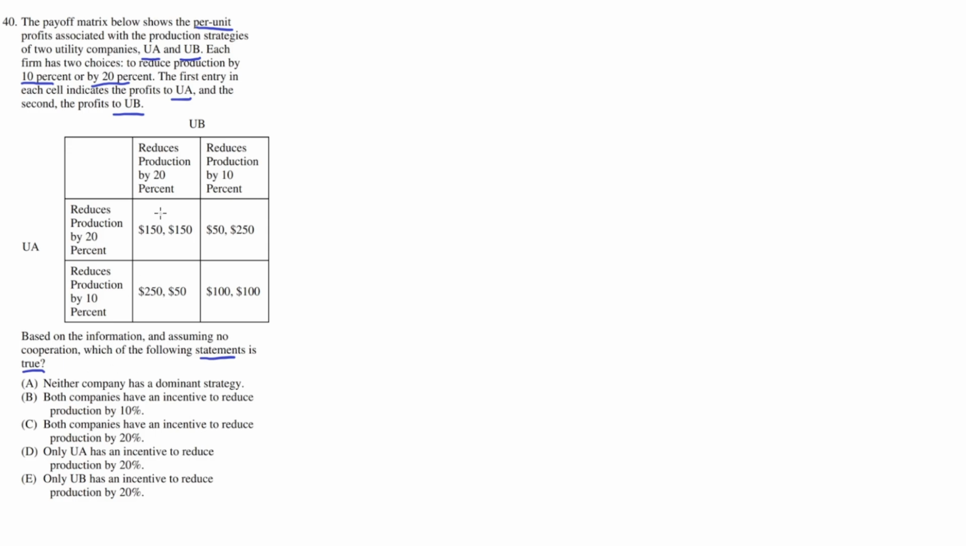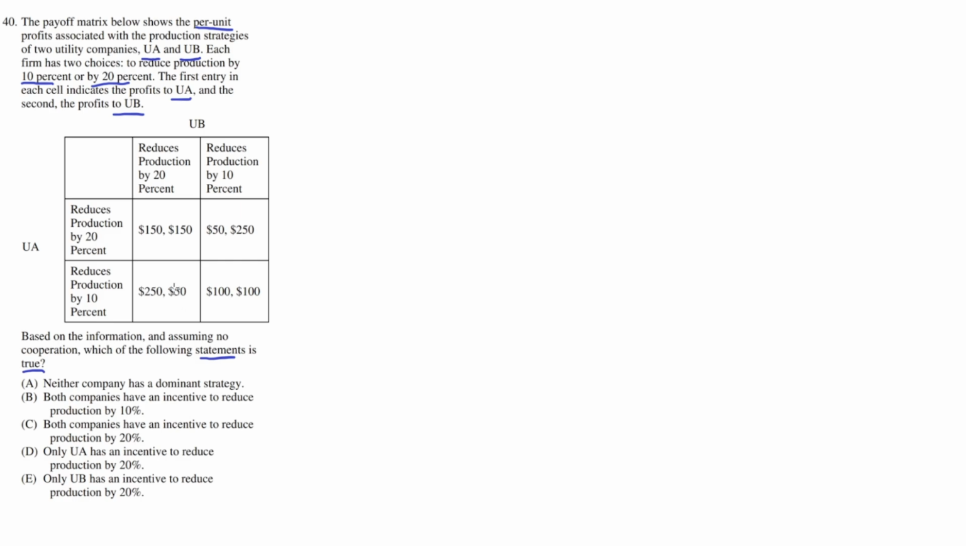So to begin with, let's analyze this graph a bit and see what the incentives are and the dominant strategy, if there is any, each firm may have. So let's arbitrarily begin with this cell here, where they both reduce production by 20%. In this case, they both earn a profit of $150. Now, let's see if UB has any incentive to reduce production by 10%. To analyze this, we'll see what profit they make at reducing production by 10%, and that would be $250. And because 250 is greater than 150, they would have an incentive to reduce production by 10%.